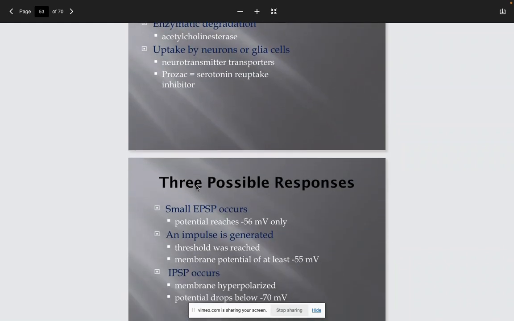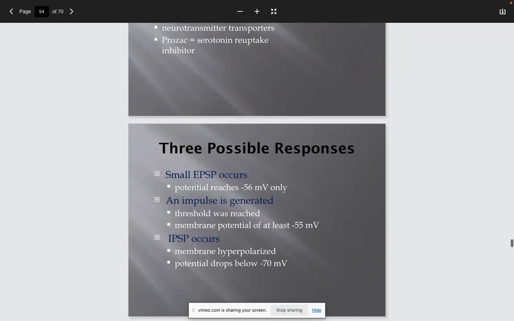Once a presynaptic neuron generates a neurotransmitter, it binds to the postsynaptic receptor. There are three possible responses that can occur. One, we can generate an impulse. If this is an excitatory postsynaptic potential, then the membrane potential has to at least reach -55 for depolarization to occur. Or we could have an inhibitory postsynaptic potential, in which the membrane is hyperpolarized, going below the -70 threshold.